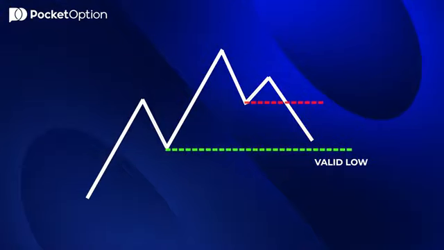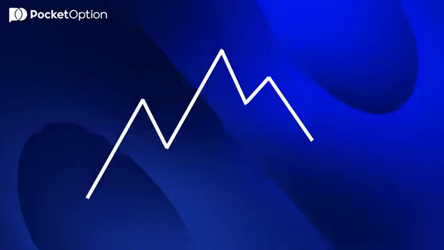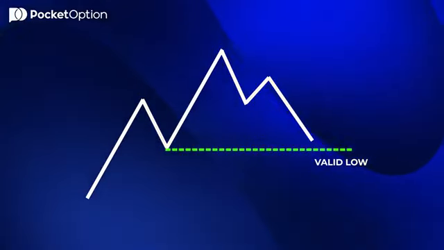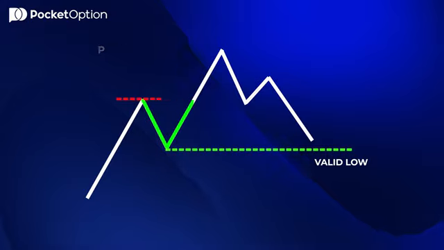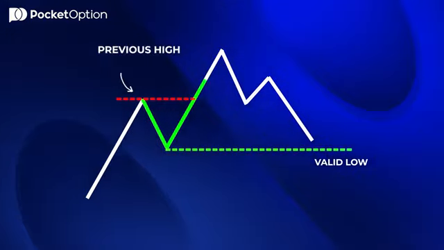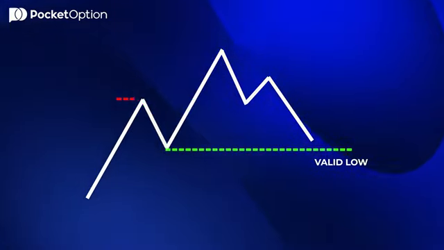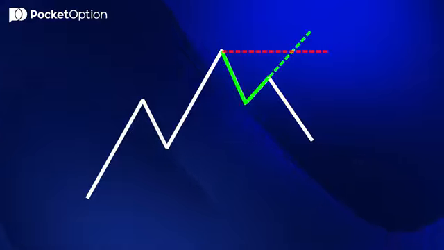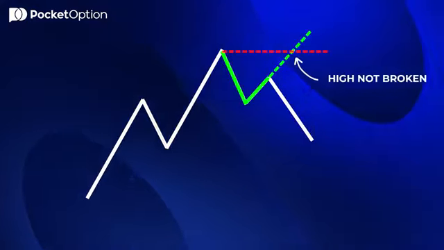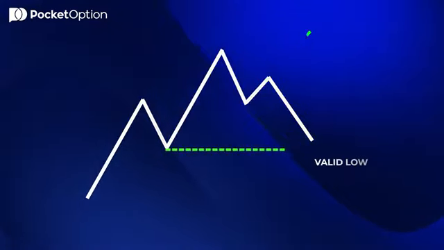And let me make this absolutely clear. What do I mean? For a low to be considered valid, the price must break previous highs after forming the low. In our example, the price actually never broke this point here, right? The previous high, which is right here. And this is exactly what it means. Yes, we can conclude that the real low is actually at this very point.